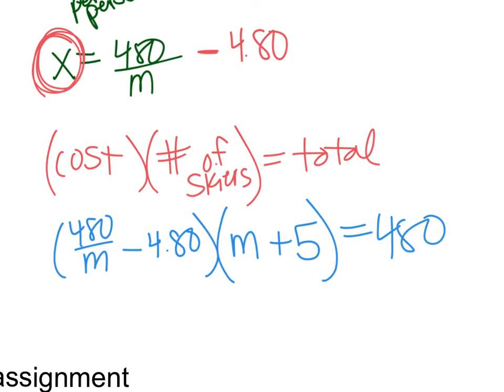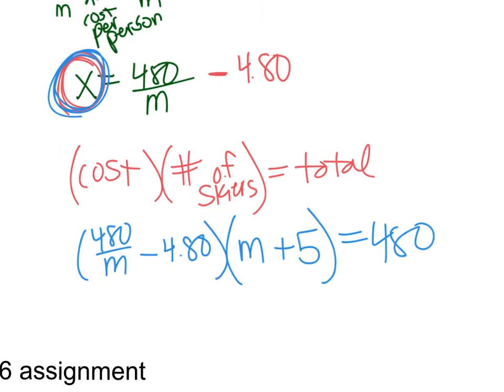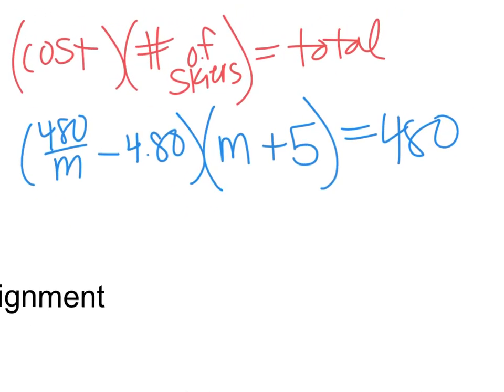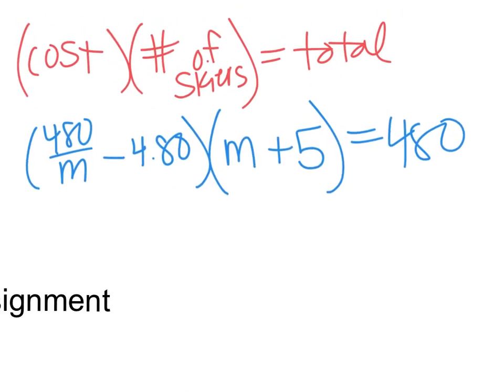And you don't have to use M here, you can use X if that makes more sense to you, but we used X for the cost, so we used X as a different variable. So to solve here, we do have a fraction, but let's go ahead and FOIL first, and then we'll see what happens with the fraction.